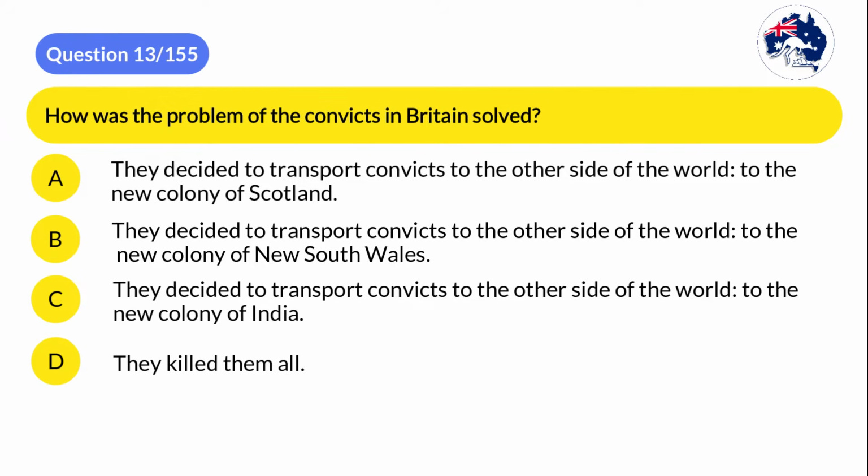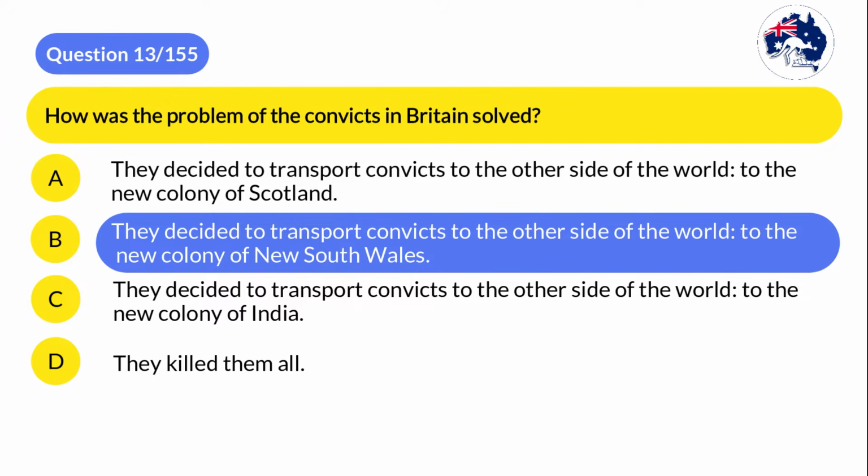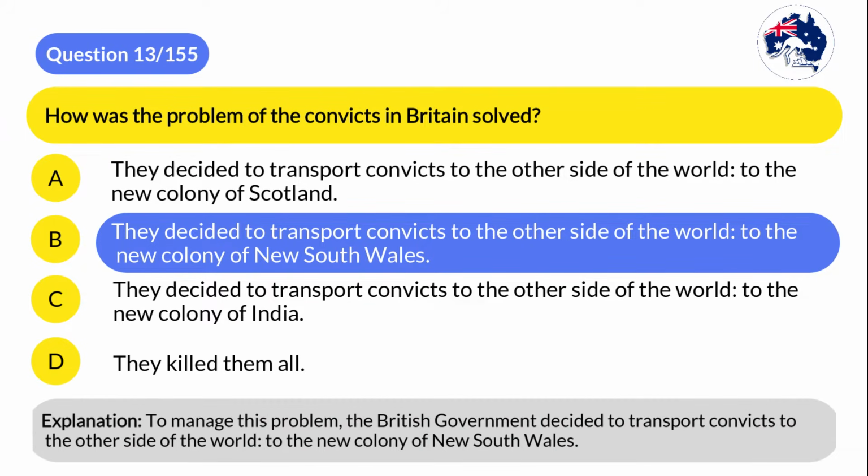The correct answer is B. They decided to transport convicts to the other side of the world, to the new colony of New South Wales. Explanation: To manage this problem, the British government decided to transport convicts to the other side of the world, to the new colony of New South Wales.